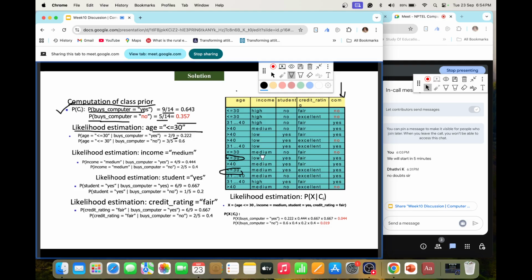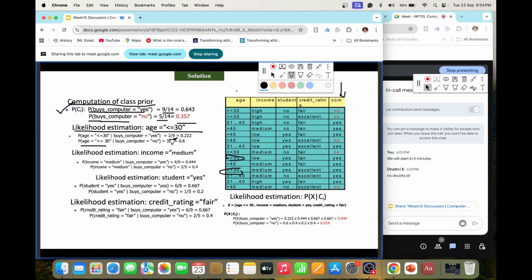So yes and less than 30, yes and less than 30. So that is why 2 by 9. Now probability of age less than equal to 30 and person will not buy computer. Okay, so how many are we left with? We are left with 1, 2 and 1, 2, with no, this and this, so 3 by 5.